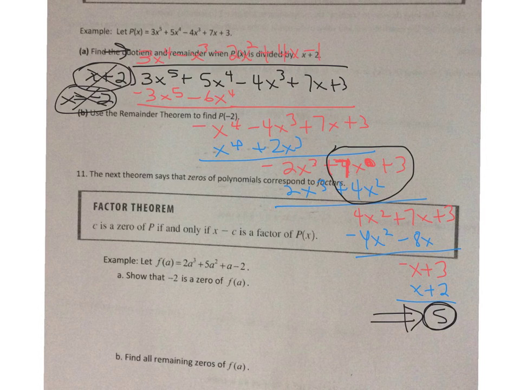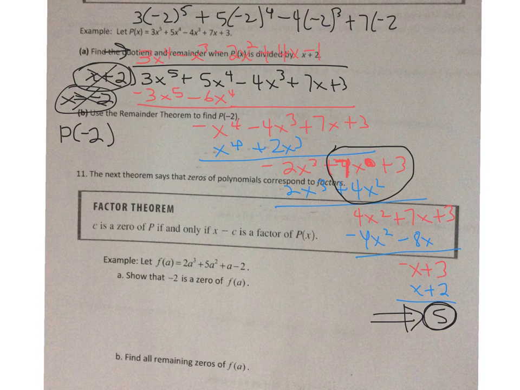That's the important part. However, there is something interesting that happens if we evaluate p of negative 2. In other words, if you put negative 2 in here: 3 times negative 2 to the 5th plus 5 times negative 2 to the 4th minus 4 times negative 2 cubed plus 7 times negative 2 plus 3. If you evaluate all that, and I suggest that you do, guess what you would get? You would get 5.